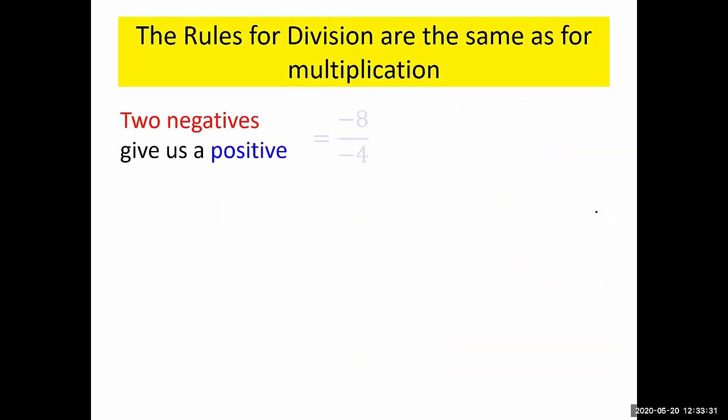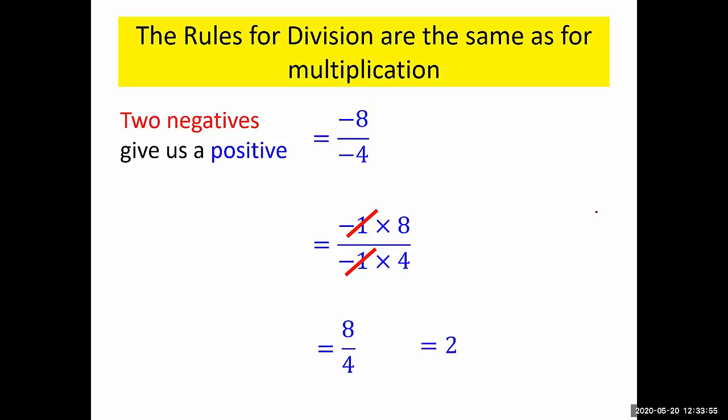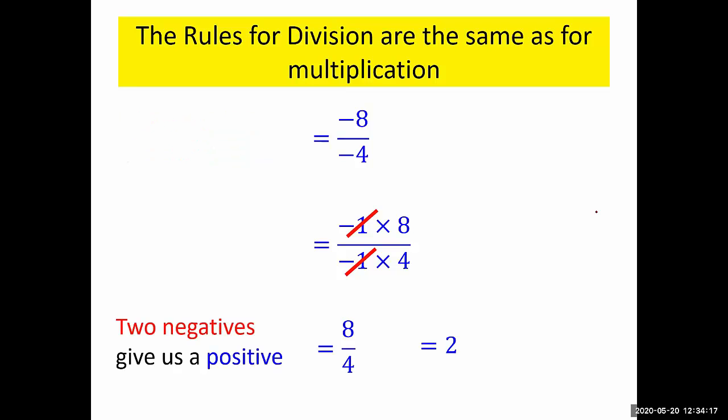2 negatives gives us a positive. Minus 8 over minus 4 is really minus 1 times 8 over minus 1 times 4. So if I've got a minus 1 divided by a minus 1, they cancel each other out. So I'm left with 8 over 4, which of course returns a value of 2, as expected. So a negative divided by a negative will always give me a positive, for that very reason. So 2 negatives do give us a positive.